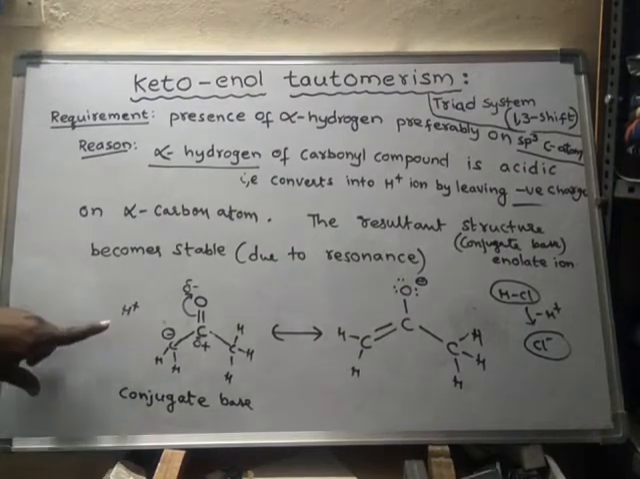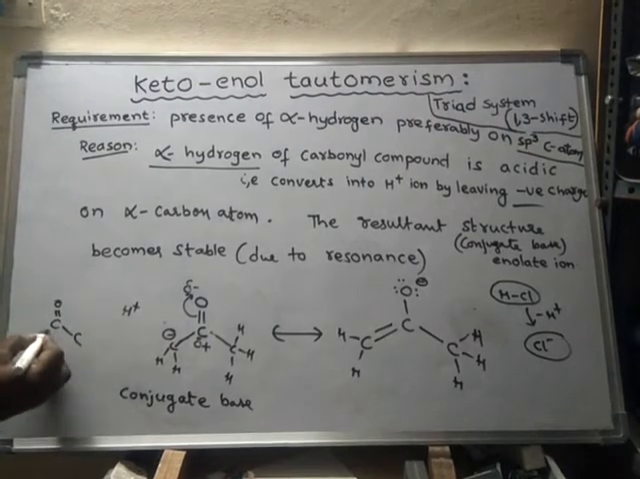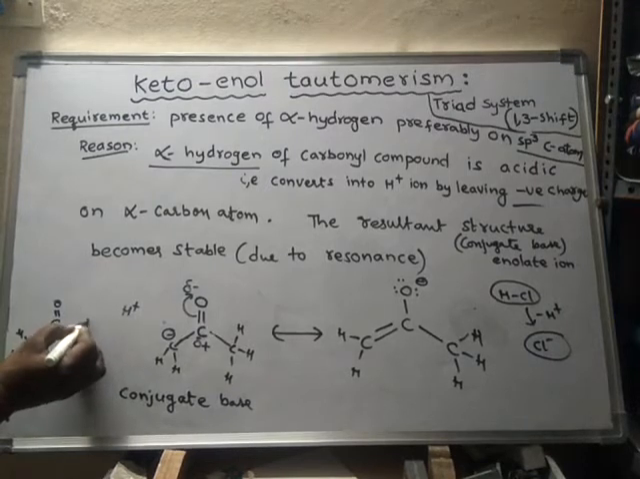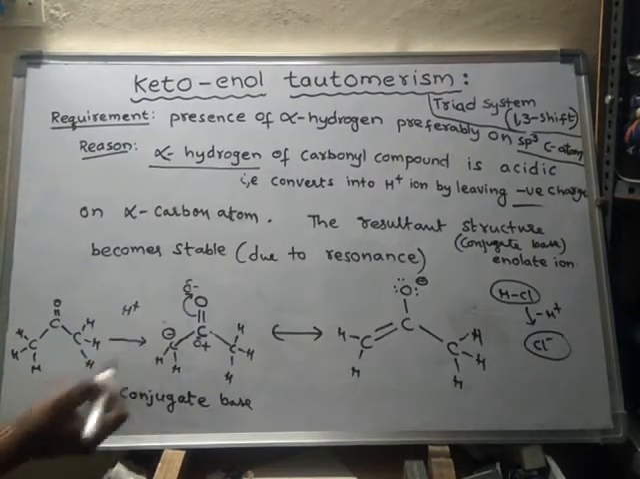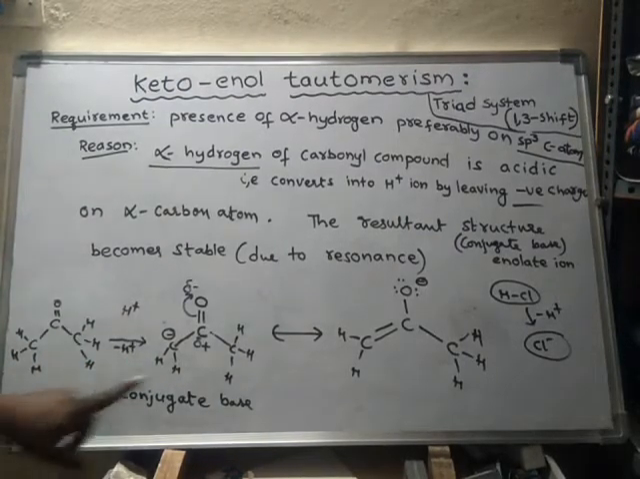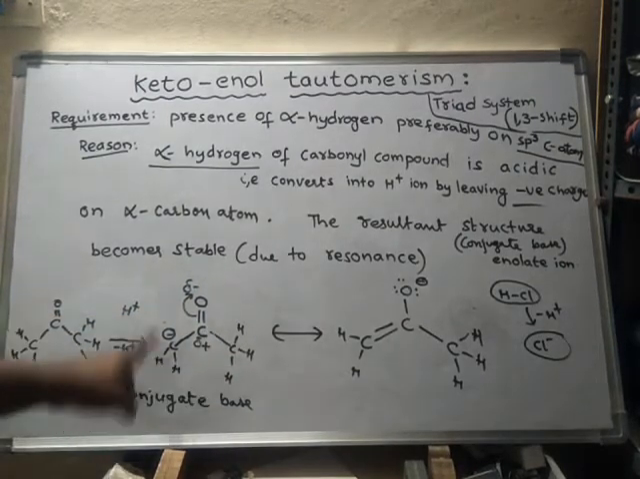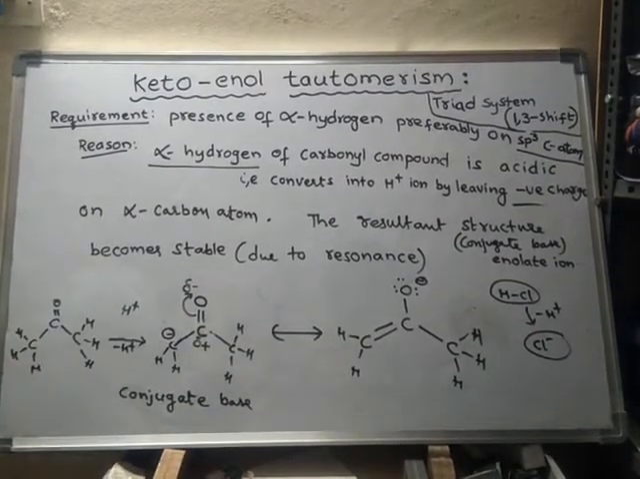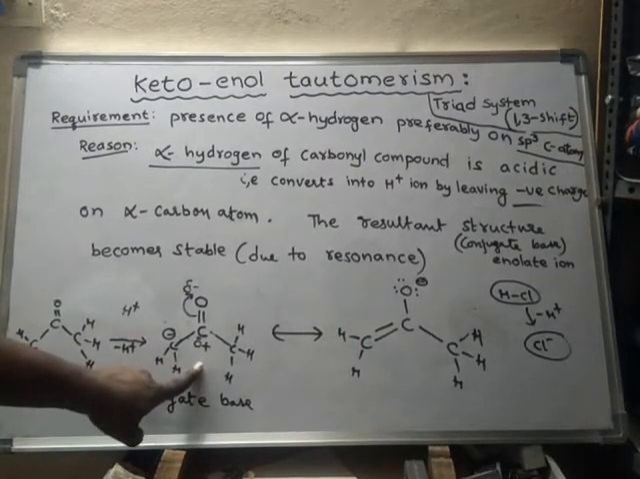In the same way, this is a carbonyl compound. After losing H plus, the resultant structure is said to be the conjugate base. This conjugate base is called an enolate, an enolate ion. Okay, the conjugate base is an enolate ion.